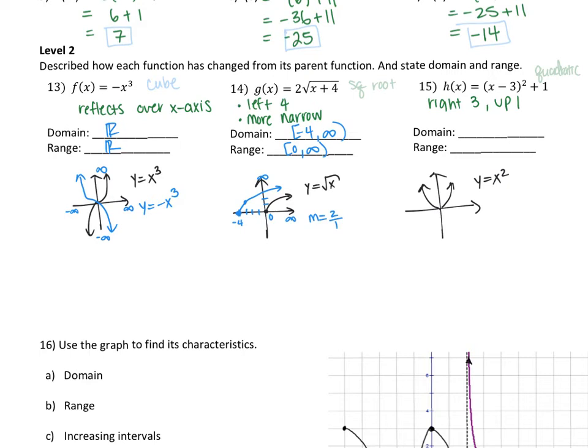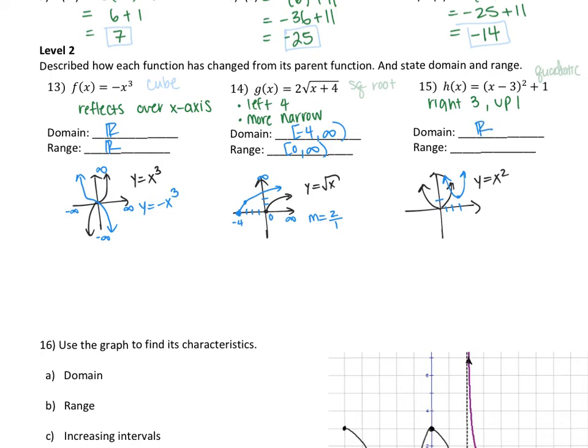So if I go right 3 and up 1, I would be right here. Now there's no minus sign here, so I know that this parabola is still pointing upwards. And so that would be my parabola for this equation. And so when I look at this, the domain is still stretching left and right. So the domain is still all real numbers.